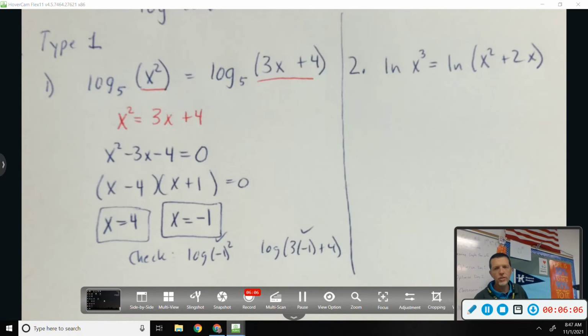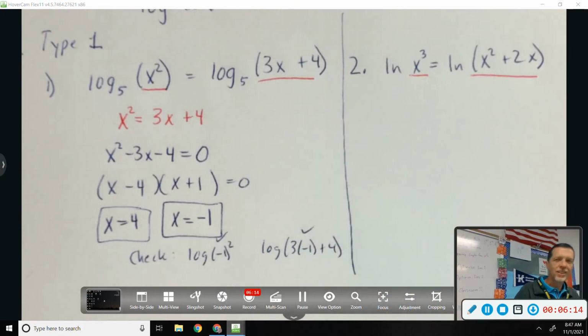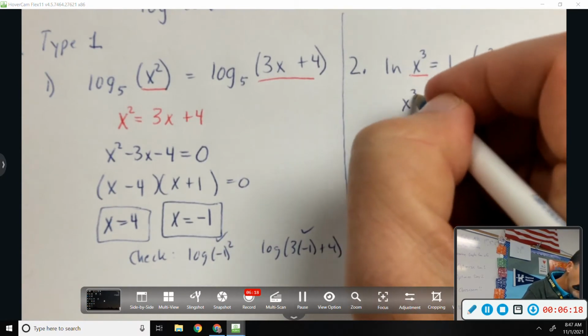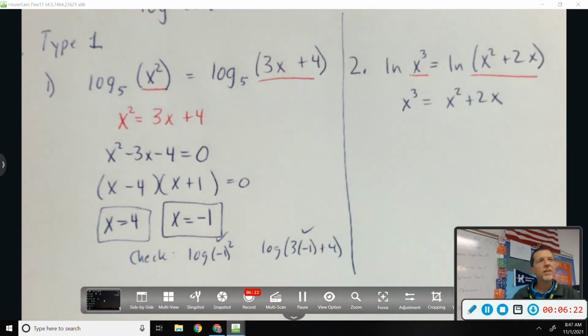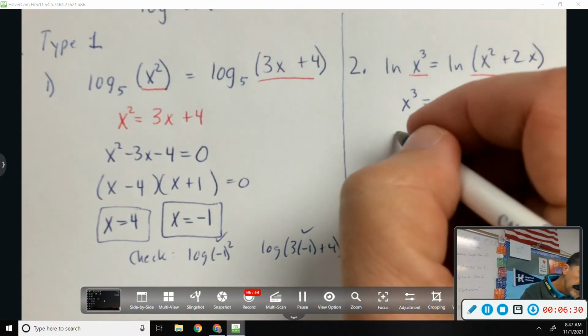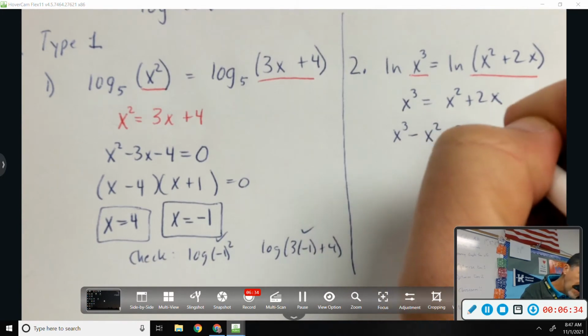Natural log of x cubed equals natural log of x squared plus 2x. Again, log equals log, our favorite type, because the first step is get rid of the logs and it's not even a log equation anymore. Don't know that necessarily makes it easy, but at least it's not a log equation. So let's move everything over.